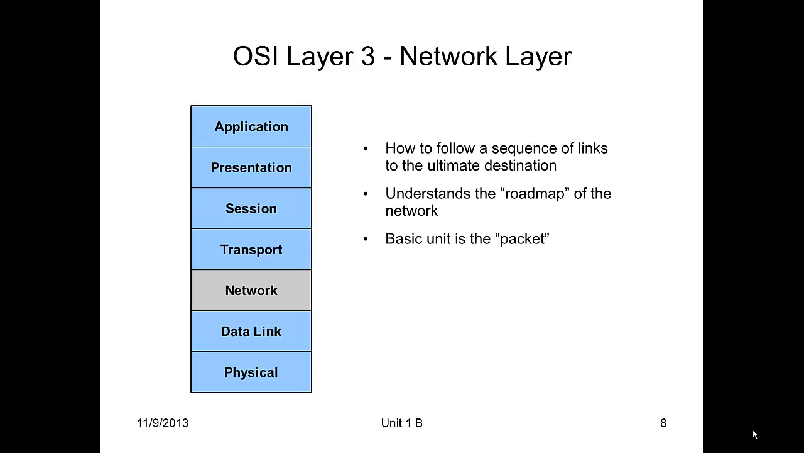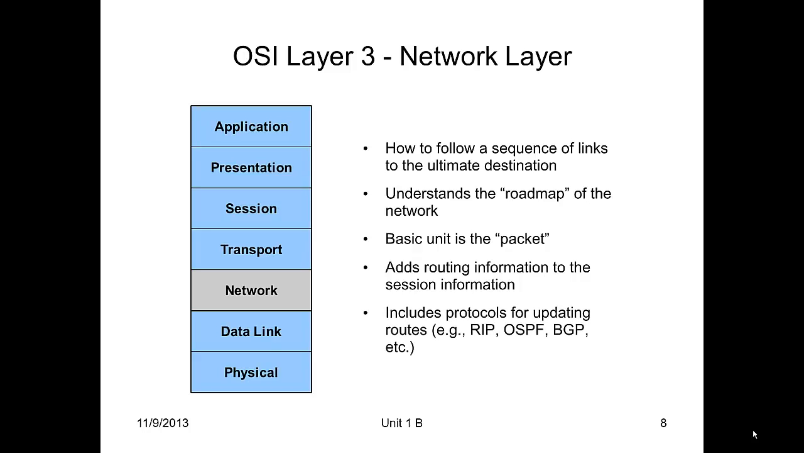The basic unit at this layer is called the packet. To a frame is added packet information. Routing information, when you're passing it down, is added to the session information. It includes protocols for updating routes. Things like RIP, OSPF, BGP, etc. tell the routers or routing device what the current state of the network is, what the current configuration is, what's the best way to get from here to somewhere else.